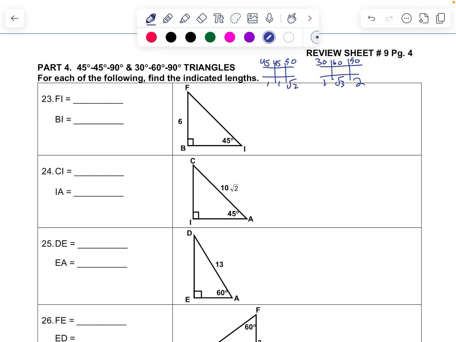All right, so I have a 6 here, and I have a 45-degree angle. Because I have a 45-degree angle, that means I have a 45, 45, 90.